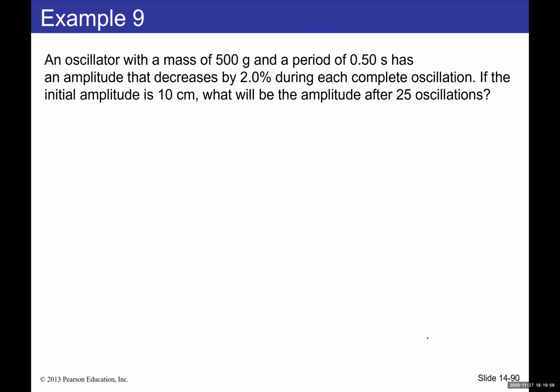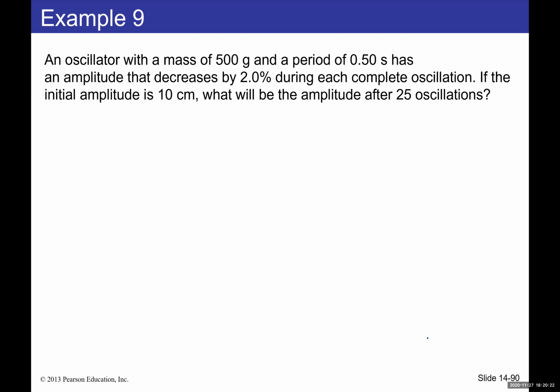All right, so let's look at this example. We have an oscillator with a mass of 500 grams and a period of 0.5 seconds, with an amplitude that decreases by 2% during each complete oscillation. If the initial amplitude is 10 centimeters, what will be the amplitude after 25 oscillations? All right, so let's see what we have here.